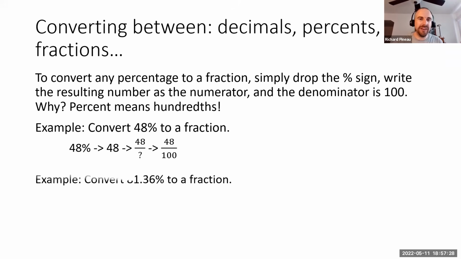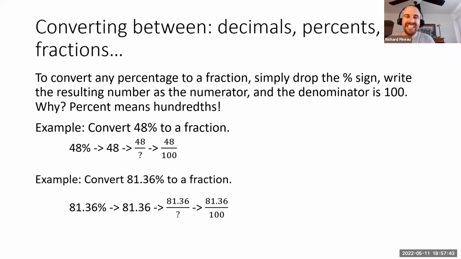Another example here, 81.36%. What does this look like? It's 81.36 over 100. Why? Percent means hundredths. Some people get a little weirded out because the numerator has a decimal in it. It's okay, that's just the way it works out here. 81.36%, 81.36 over 100. No big deal. What are fractions? They're numbers, so not a problem.